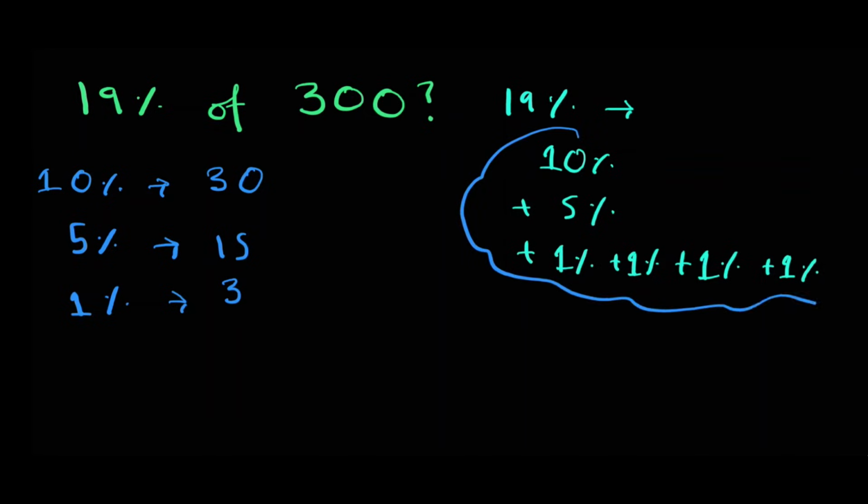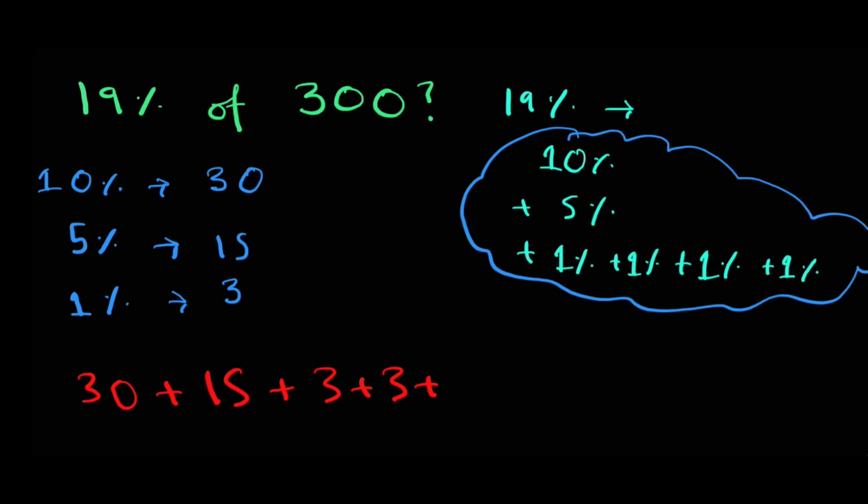And now we can work out 19% of 300 using what we said earlier. So it's 30 plus 15 plus 3 plus 3 plus 3 plus 3, which equals 57. So 57 is 19% of 300. And that's basically all you need to know to find out a percentage of any number.